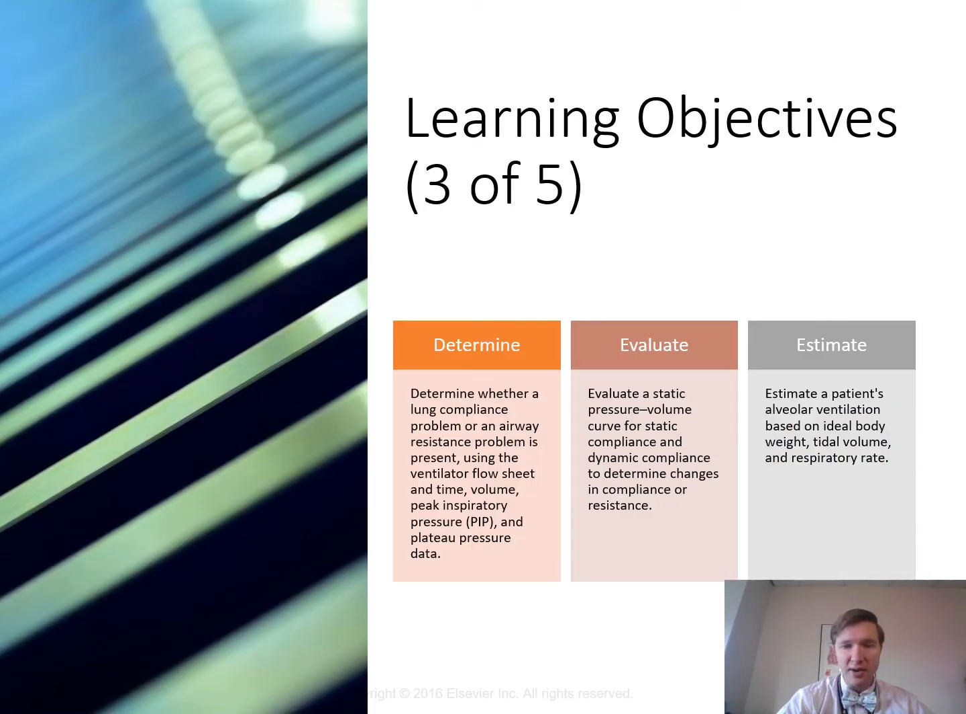We're going to determine whether a lung compliance problem or an airway resistance problem is present. So we need to look at the differences there, and I have some comparison slides, some practice slides in here. We'll also look at a flow sheet, a ventilator flow sheet, and then even looking at PIPs and plateau pressures and all that stuff there. We're also going to evaluate static pressure curves to look at dynamic compliance and static compliance, and then we can see what's going on with their resistance as well.